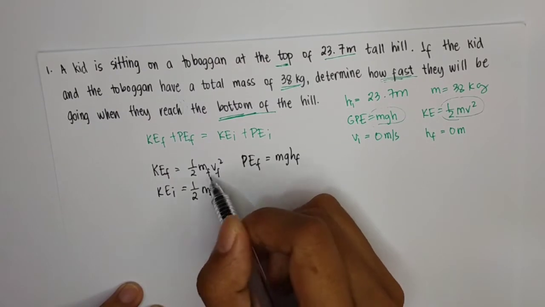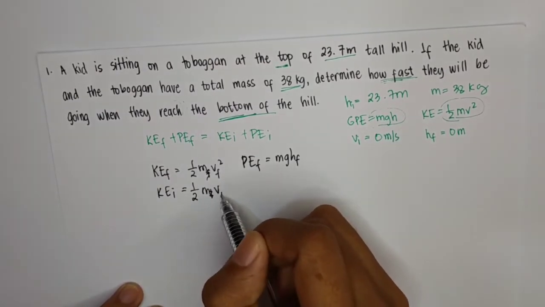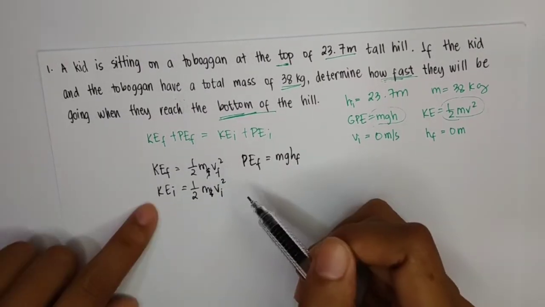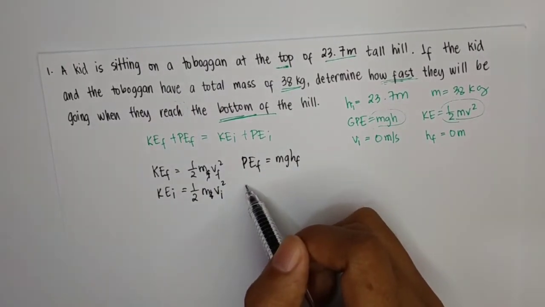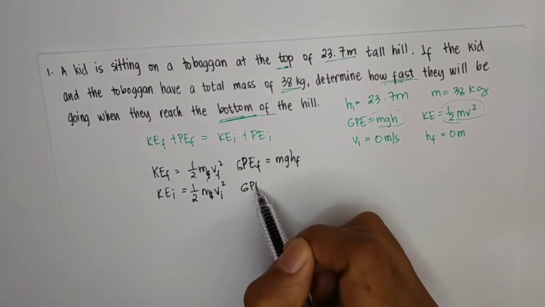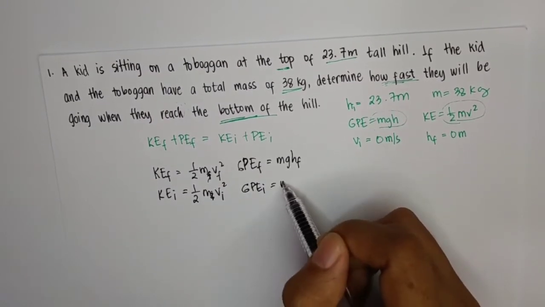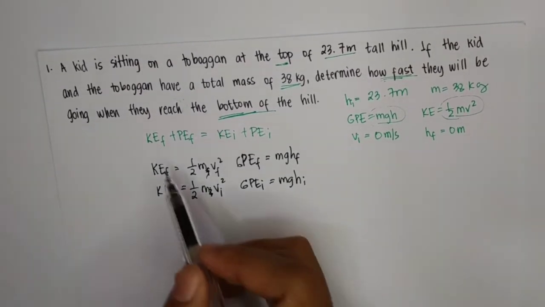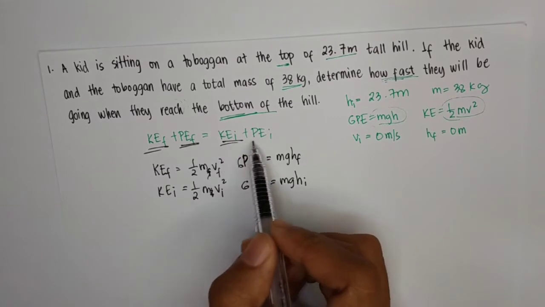So let's just erase this one. So then we have our initial speed squared. So that will be our initial kinetic energy. Then we have here our GPE initial, that will be m g h initial. Okay, so let's plug in, let's substitute that one to this.